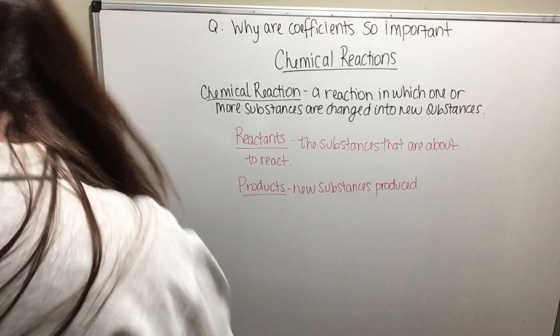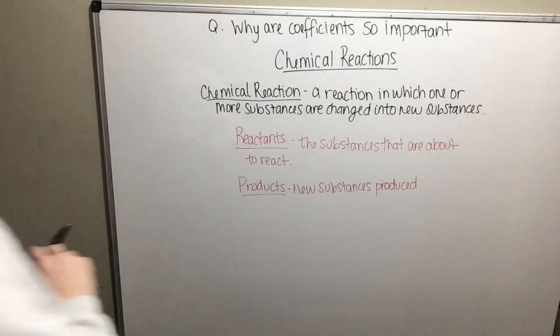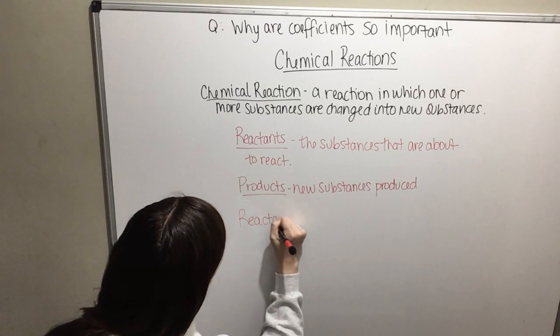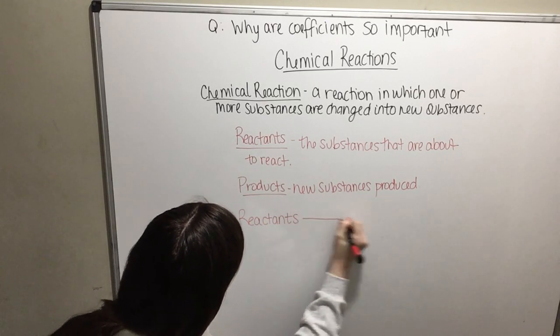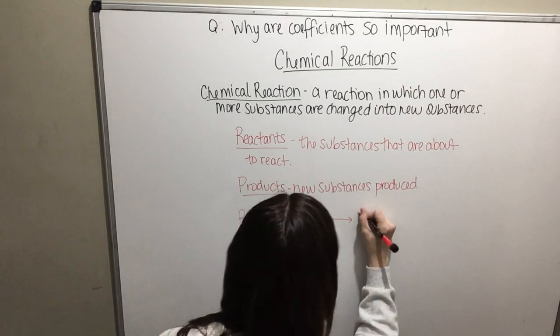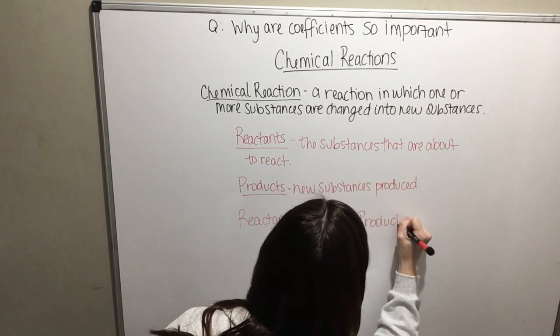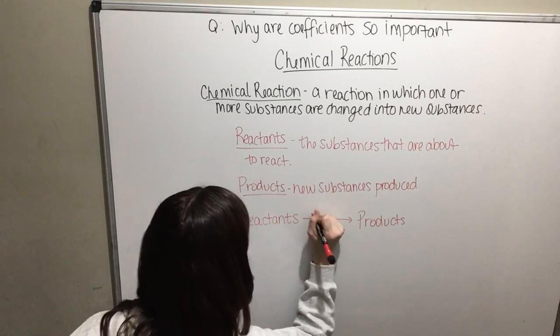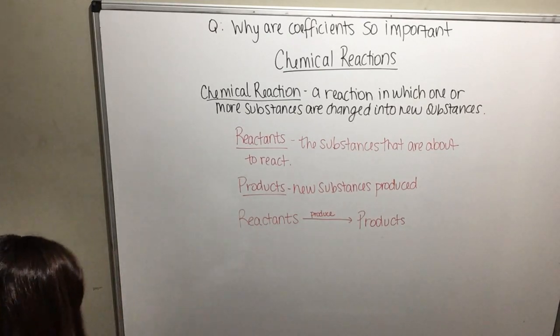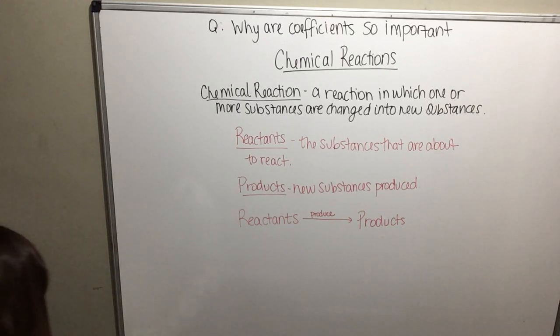Okay, so let's draw a little picture. We have reactants, an arrow, and then products. So reactants produce products here, okay, through a reaction, a chemical reaction.